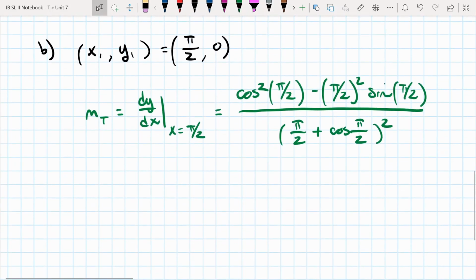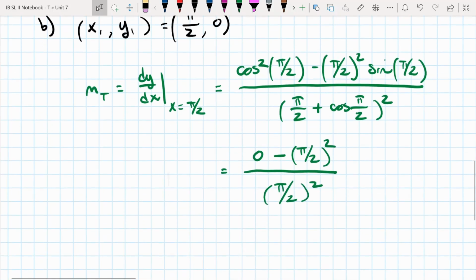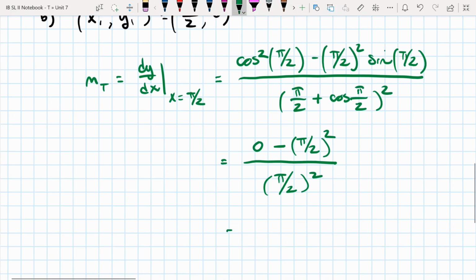All right, pi over 2 is at 90 degrees on the unit circle. When we're at 90 degrees on the unit circle, cosine is the x value, and so this becomes 0. Sine is the y value, that is 1. So we get 0 minus pi over 2 squared over, well, this becomes pi over 2 plus 0, so over pi over 2 squared. The pi over 2's will cancel, and we get negative 1 as the slope.